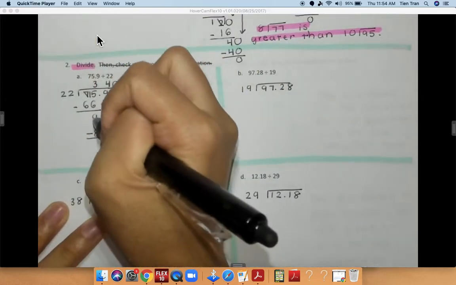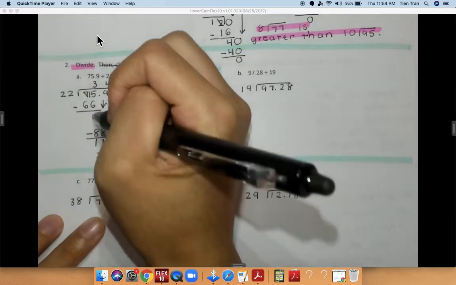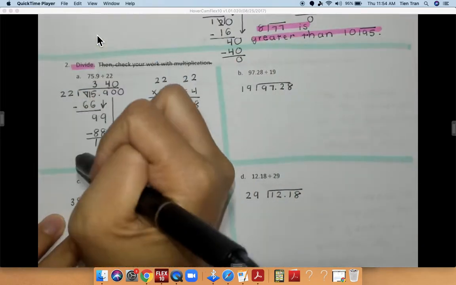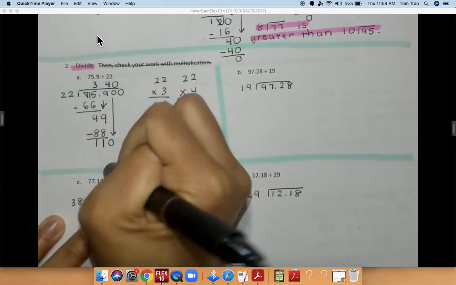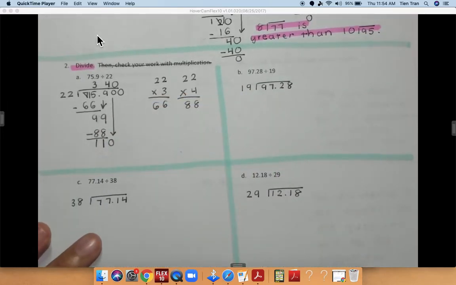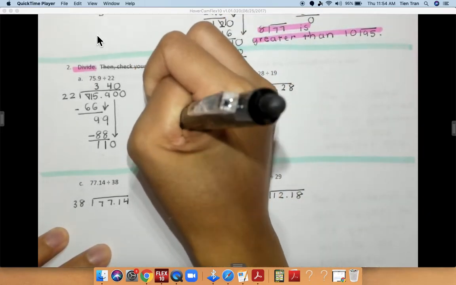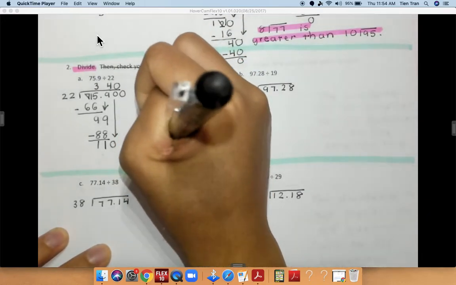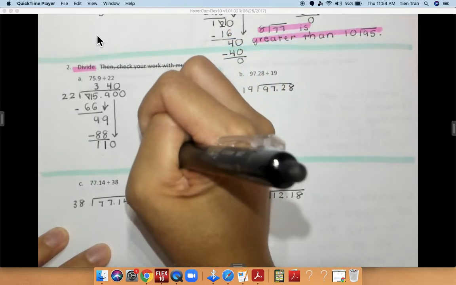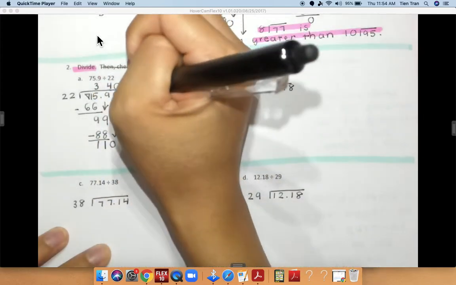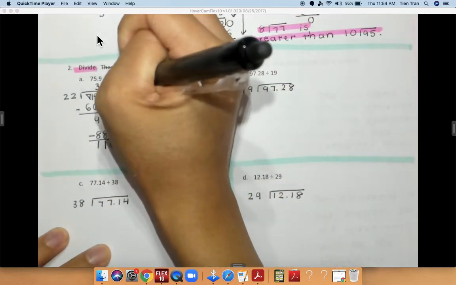So that means that I have 9 minus 8 here is equal to 1. And then I bring down my 0. And now I'm figuring out how many times can 22 go into 110. I'm going to try 5 times. So 22 times 5. 5 times 2 is 10. 5 times 2 again is 10, plus 1 is 11. So that means that 22 can go into 110 5 times.